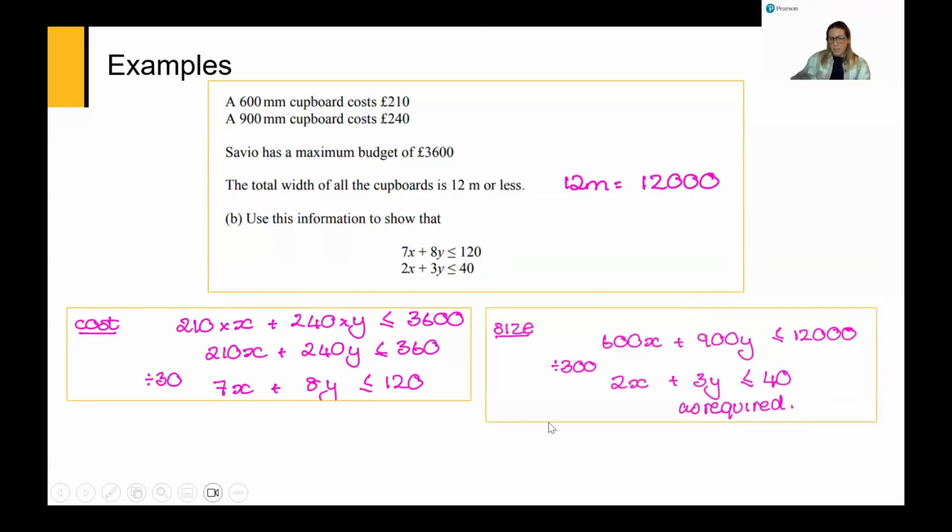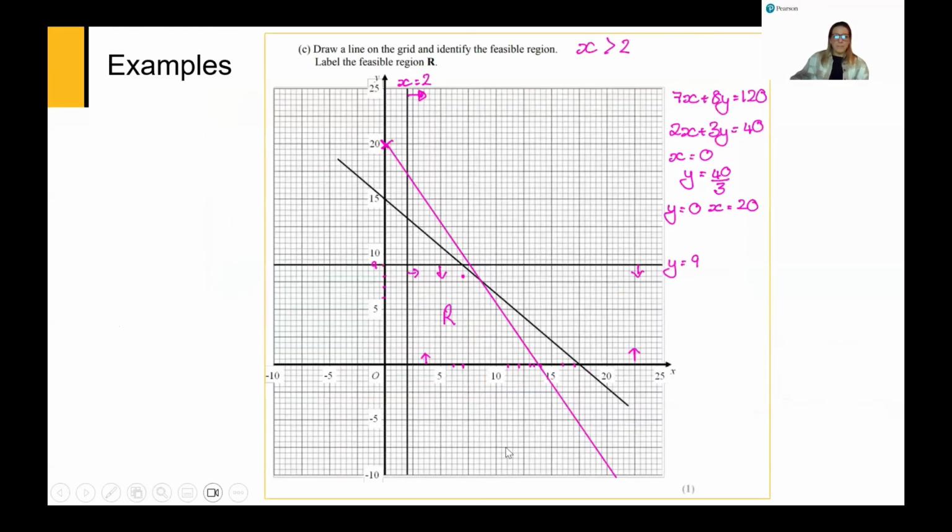We've got the size given as well. So we know that 600x and 900y has to be less than or equal to 12000. We've converted our 12 meters. We're going to divide all that through by 300, and we end up with 2x plus 3y is less than or equal to 40. And then that is exactly what the question has asked for.